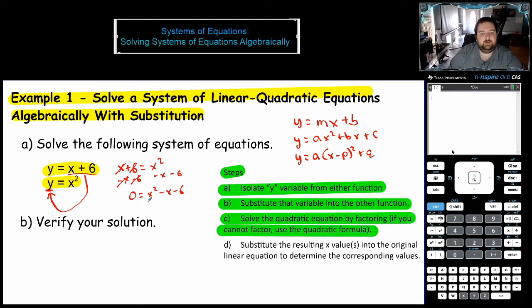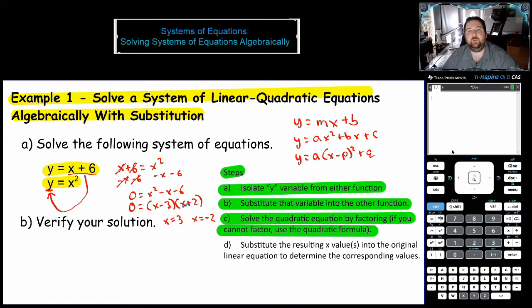Let's go ahead and continue this. We can factor this. This is an easy one to factor. It's x minus 3, x plus 2. Which means I now know my x values for the points of intersection. Those x values on the points of intersection are x equals 3 and x equals negative 2.